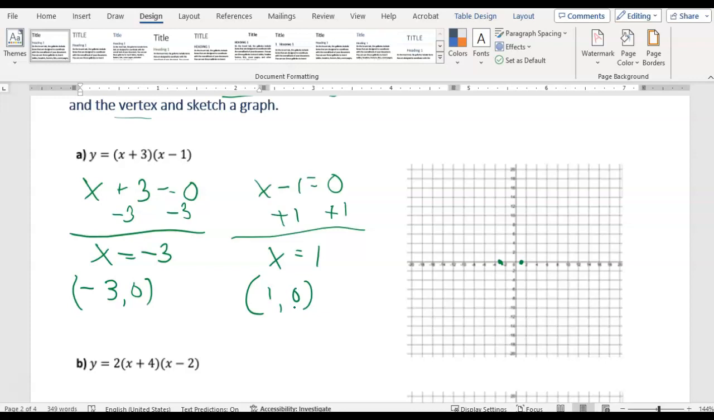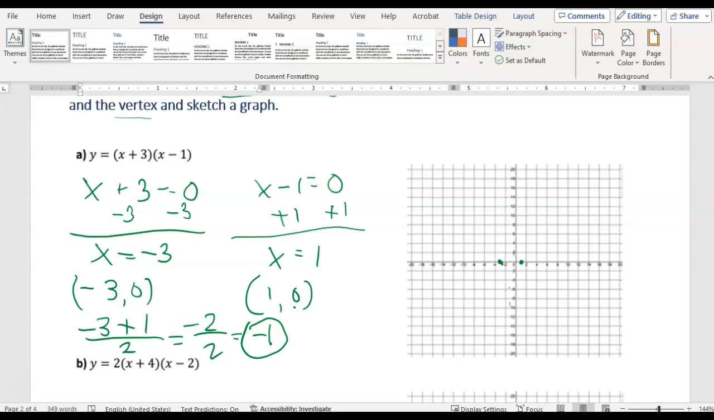Now, this also means that our vertex is going to be in between these, so we can use the midpoint formula and add these x values, divide by 2, and that will tell me what's in between them. So we end up with -2/2, which equals -1. And so my midpoint then here would be at -1. And so my axis of symmetry is going to be along this dotted line here. So that means that this is the x value of the vertex.